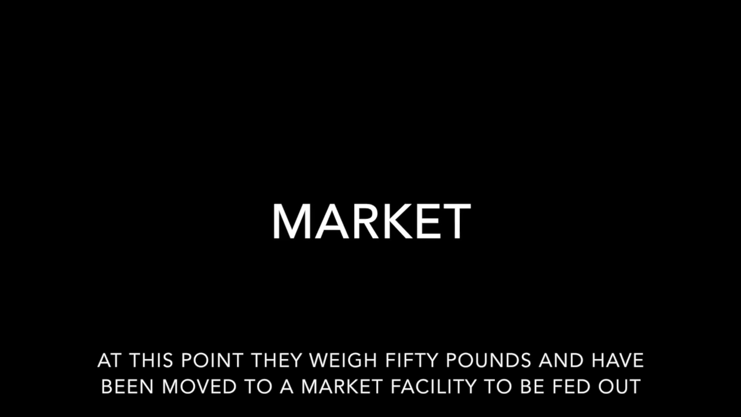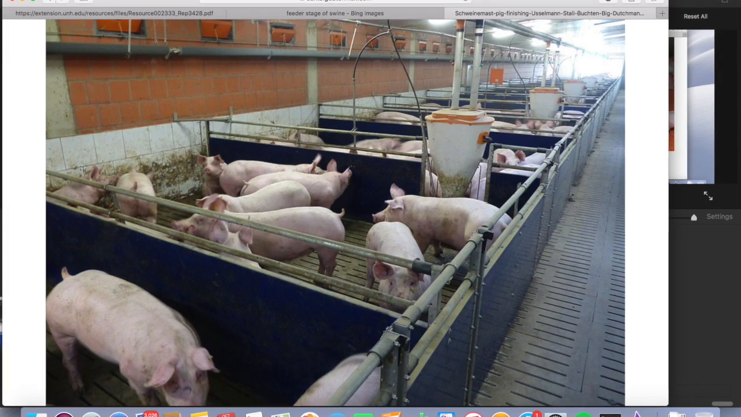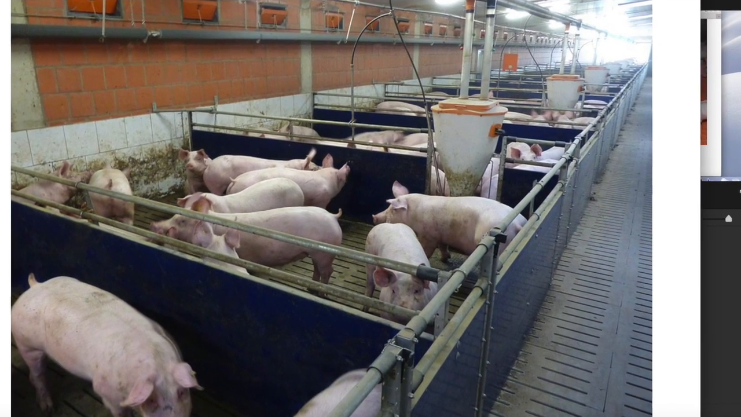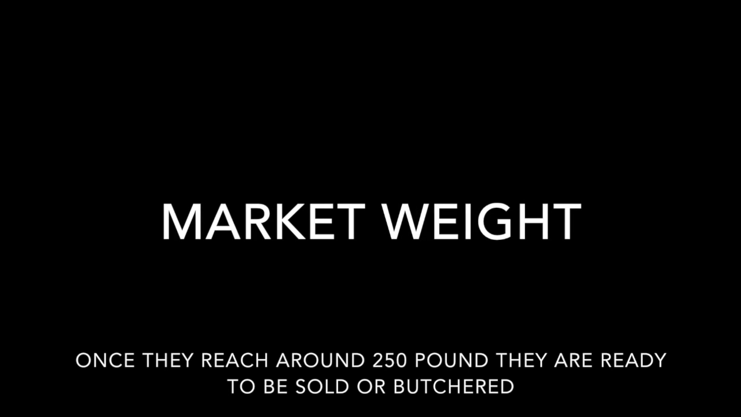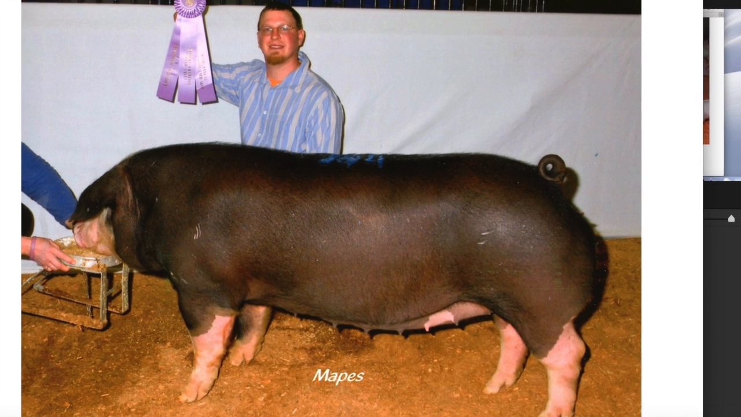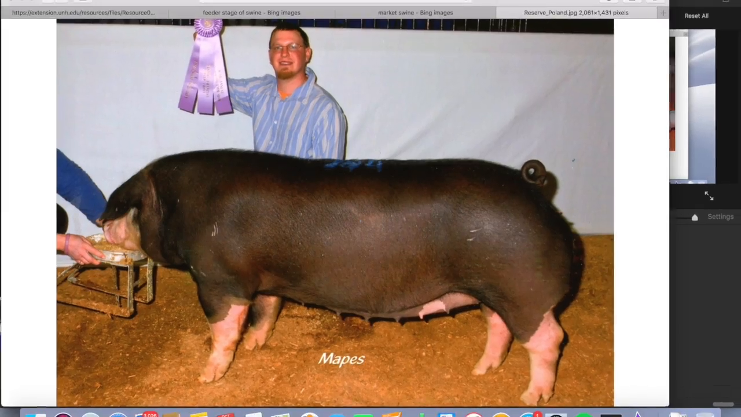And then market is when they reach 50 pounds, and then they're going to go to this facility where they're going to be fed out until they're about 250 pounds. Then market weight is once they reach that 250 pound range, and that is what they should look like.